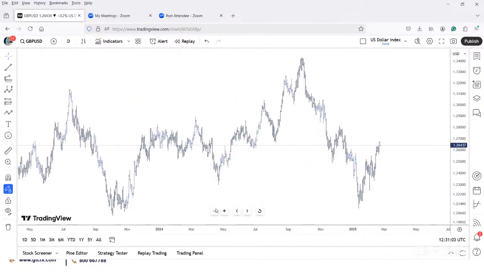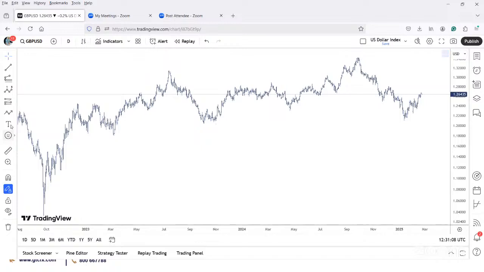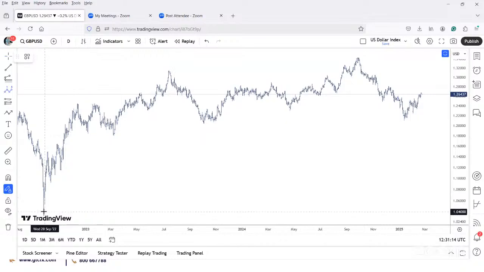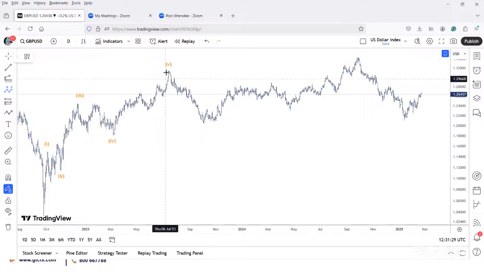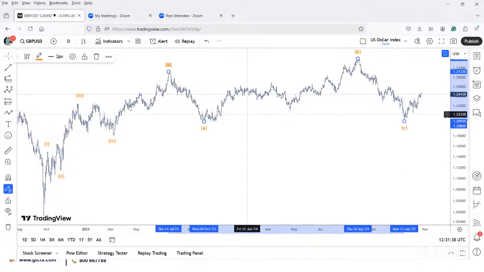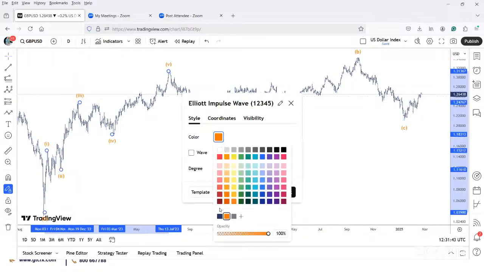What we've seen in the past 2.5 years is an impulse, followed by a corrective decline. It's a complex one. It's not a simple ABC, but just for simplicity's sake, I'm plotting an ABC, but it's actually WXY. It's a combination.